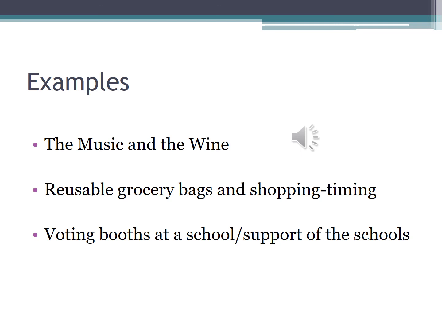And then you take into consideration timing. So I don't know how many of you use reusable grocery bags, but if you're like me, most of the time I get to the grocery store and I go, oh, I forgot the bags.